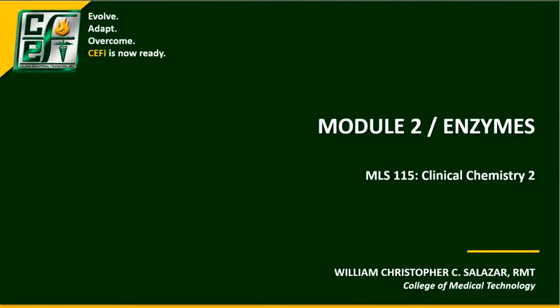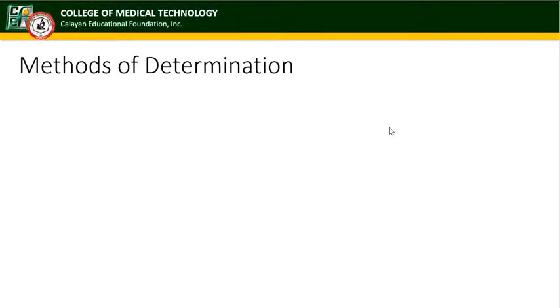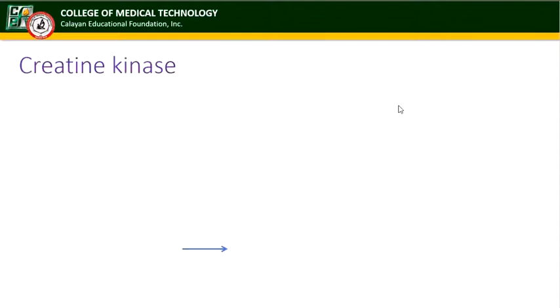Okay, so this will be the last part of our Module 2 Enzymes. So this will be about the methods of determination. So kung ano yung mga tests na ginagawa or gagawin natin para sa ating enzymes to determine their concentration, and their concentration usually tells the amount or the extent of damage to the tissues. Kaya lumabas yung enzymes.